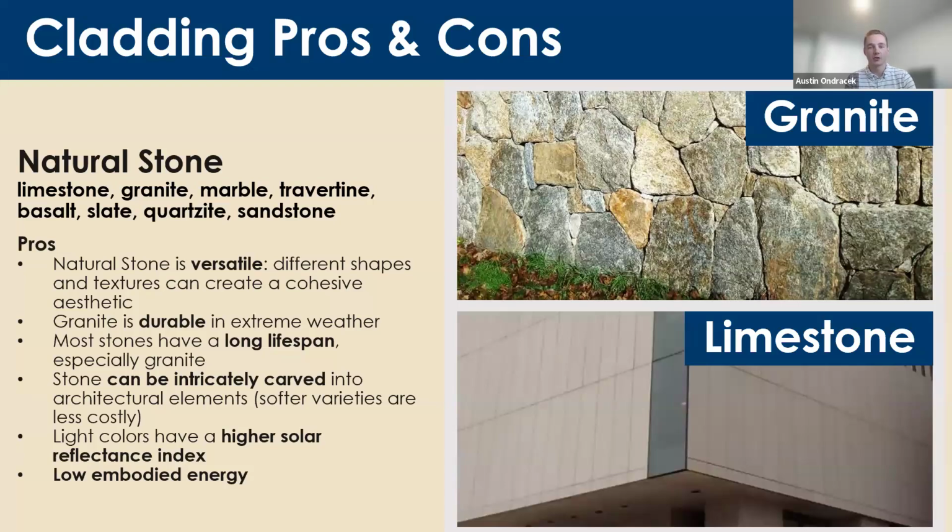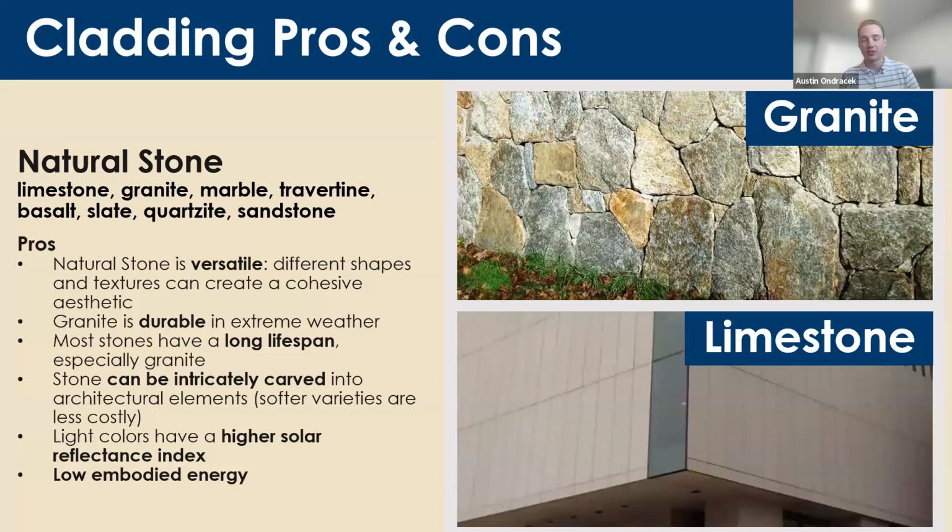So the cladding pros and cons, this ties into what sort of application it's being installed in, whether it's horizontal or vertical in this case. Different types of stones have different susceptibilities and things to take into consideration. Really, the pro list of natural stone is quite long. It's versatile. It can be shaped. It can be textured into a cohesive aesthetic to really any need that is being desired by the customer.